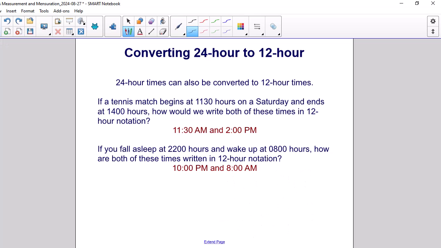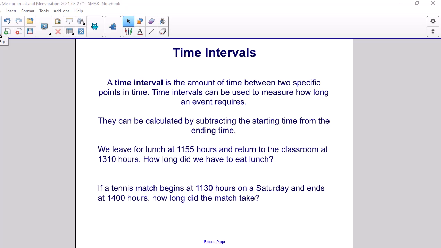2200 hours would be 10 o'clock p.m., and 0800 hours would be written as 8 o'clock a.m. Time intervals. A time interval is the amount of time between two specific points in time. Time intervals can be used to measure how long an event requires. They are calculated by subtracting the starting time from the ending time.